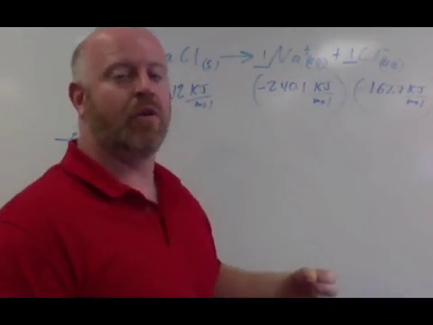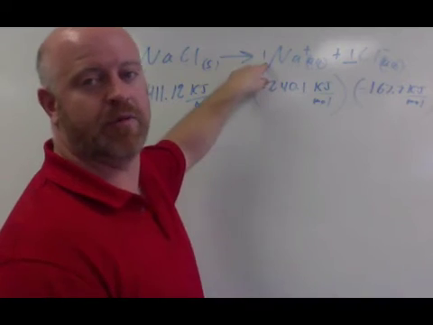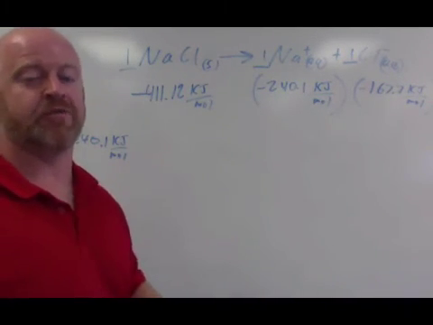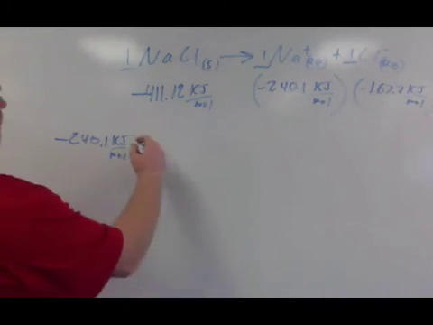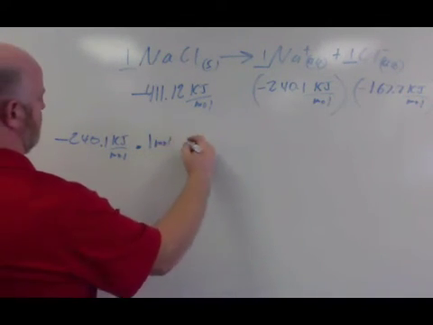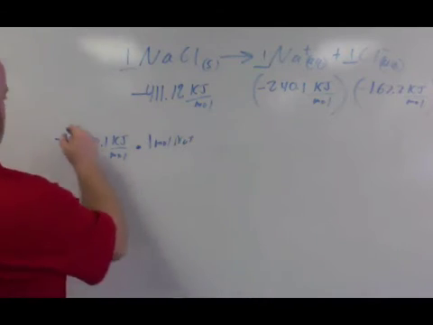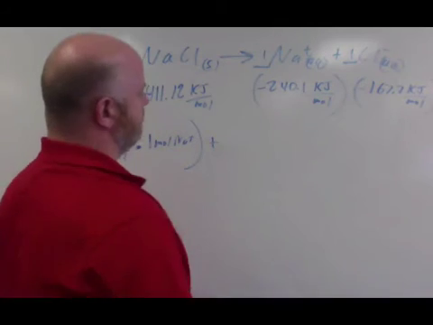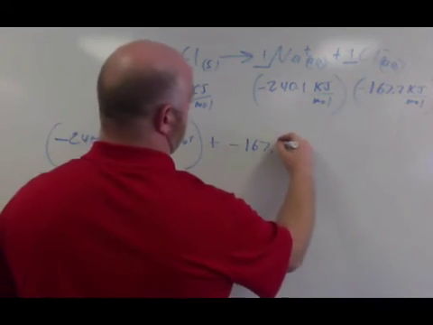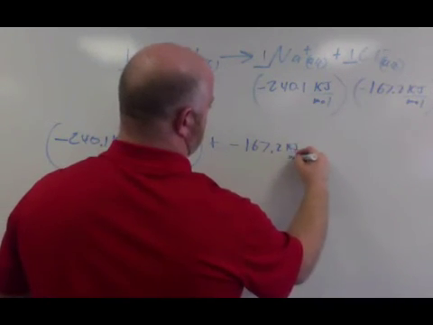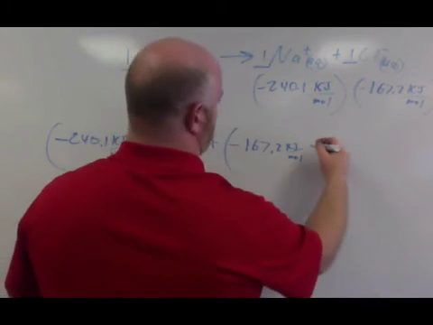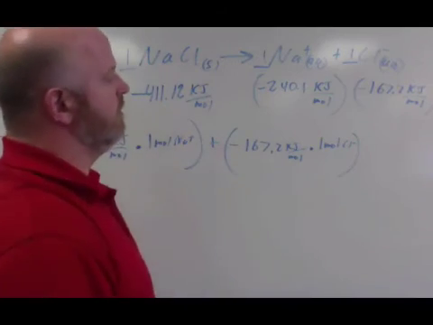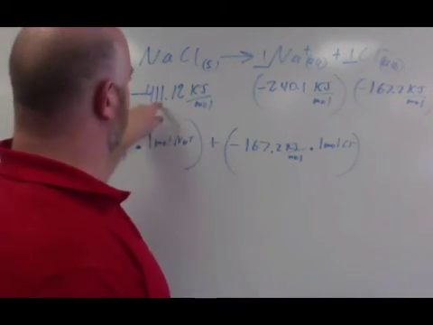So we want to get rid of the moles, so we're going to take these times the number of moles we have. Now in this case they're all ones, so it's easy, but in other practice examples we may not have all ones. So take that number times 1 mole of sodium ions. That is going to be added to our chlorine, which is a negative 167.2 kilojoules per mole, times 1 mole of the chlorine. And then these two values, we're going to subtract away the sodium chloride.